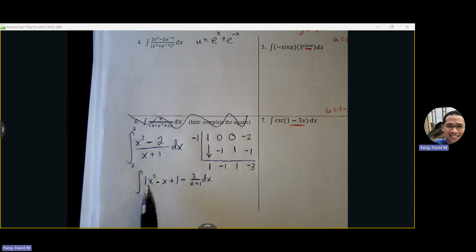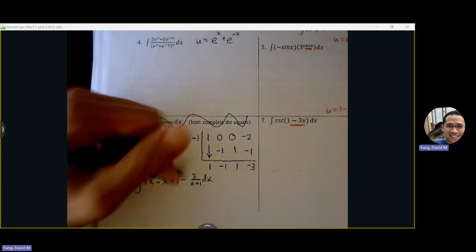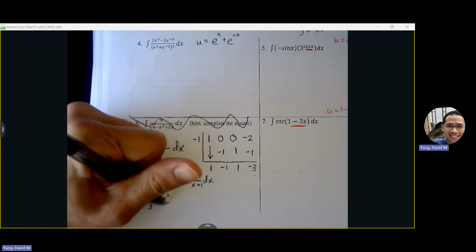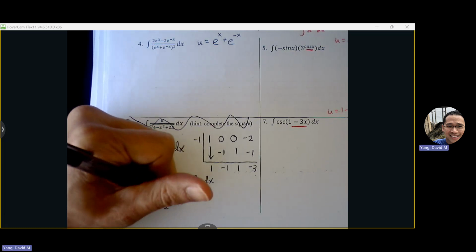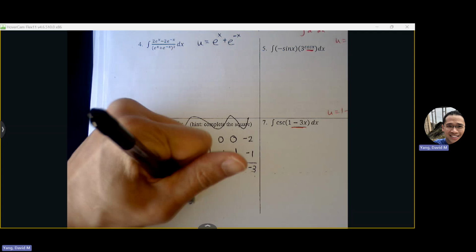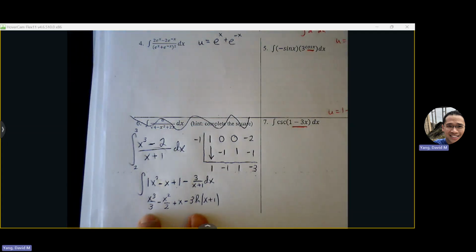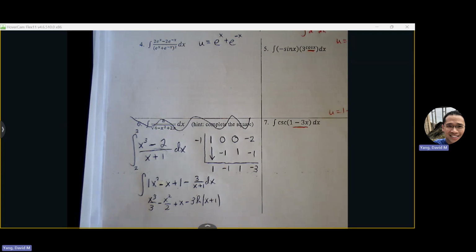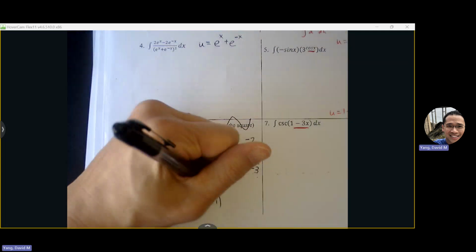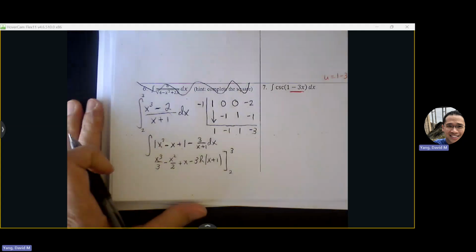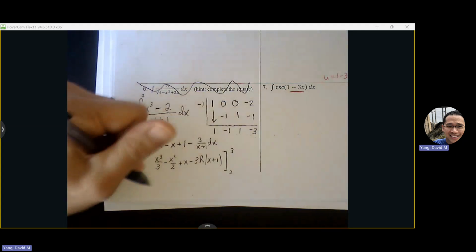And just know that all these are going to be separate problems. The first few will be just power rule, and the last one is a little bit of natural log. So x cubed over 3 minus x squared over 2 plus x minus 3 natural log of x plus 1. Normally we'll do a plus c, but why do we not do a plus c here? We have bounds. Okay, so then we plug in 2 and 3. If you plug in your upper and lower bounds, you don't have to clean anything up. You can just leave all that mess there.